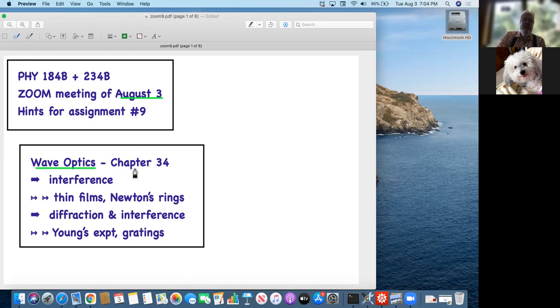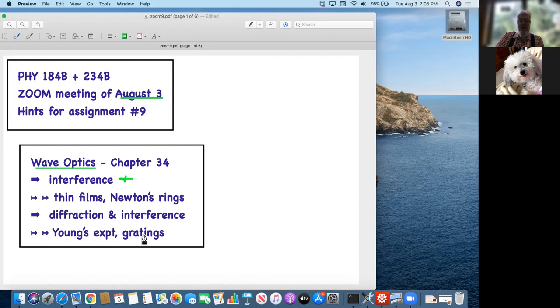So first of all, we'll have some examples of interference, for example, thin films or Newton's rings. And then we'll combine interference with diffraction. Diffraction is what happens when a wave passes through an opening. And that'll give, as examples, Young's experiment, two-slit interference, and gratings.